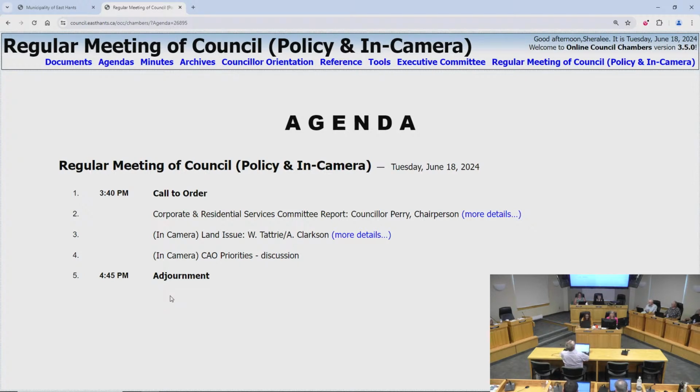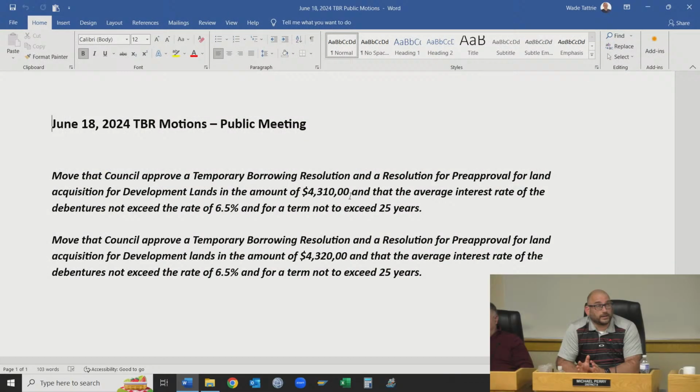I would report that we met in camera to discuss a land issue, and we will discuss CAO priorities at a future time. Out of those discussions, we do have motions coming forward. I will go to Councillor Perry. Thank you, Madam Warden. I move that council approve a temporary borrowing resolution and resolution for pre-approval for land acquisition for development lands in the amount of $4,310,000, and that the average interest rate of the debentures not exceed a rate of 6.5% for a term not to exceed 25 years.